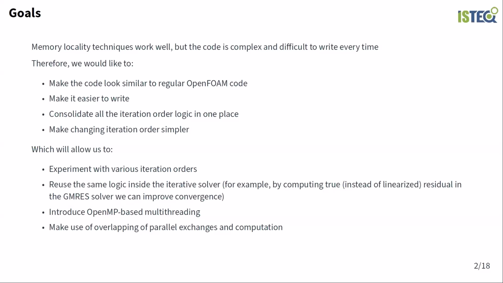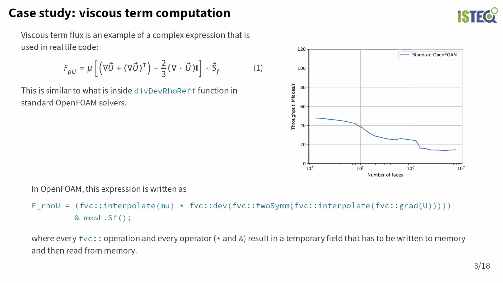You can also use the fact that iteration will be consolidated in one place to make overlapping of parallel communications and internal computations. So let's do a little case study. We will start with a complex expression. This is a viscous flux. It is a relatively complex expression, but still of the kind that is in real world solvers.